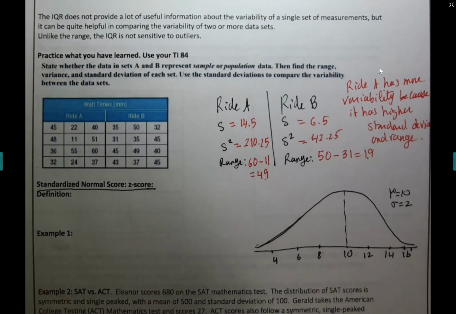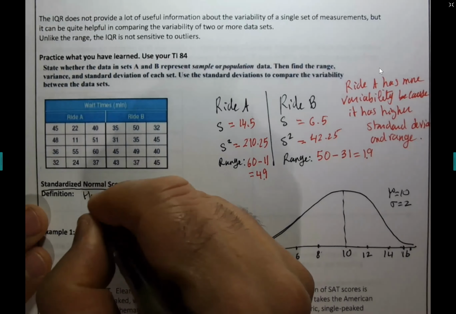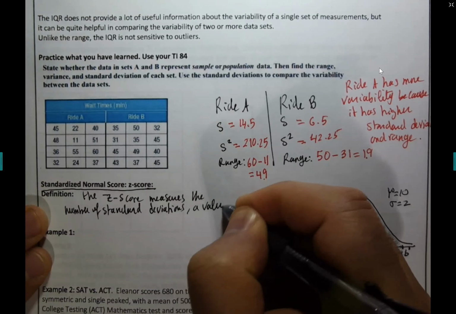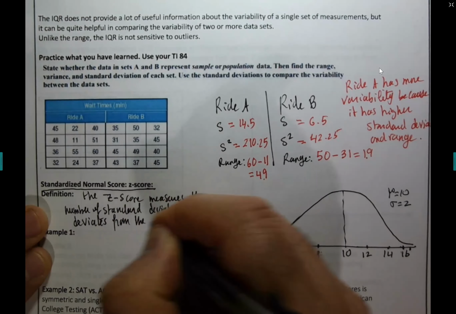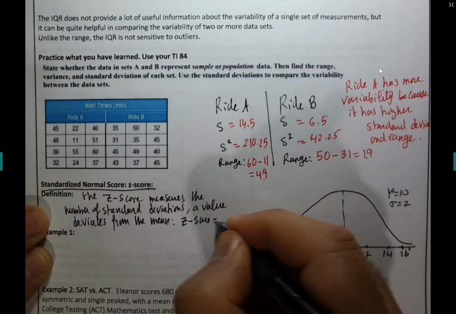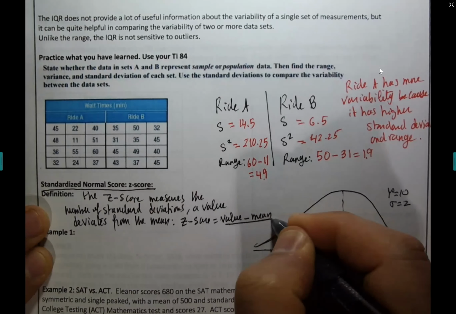So let me write the definition of the z-score. The z-score measures the number of standard deviations a value deviates from the mean. And here's the formula, guys, for the z-score. It is the value minus the mean, divided by the standard deviation.